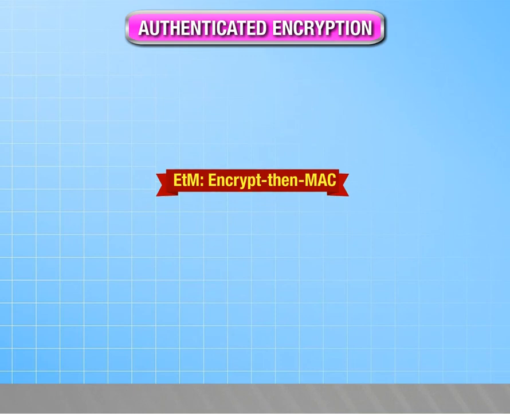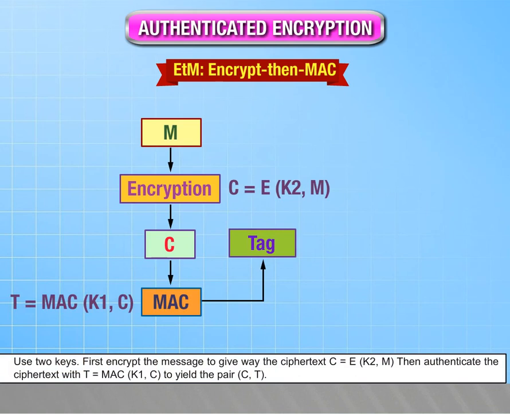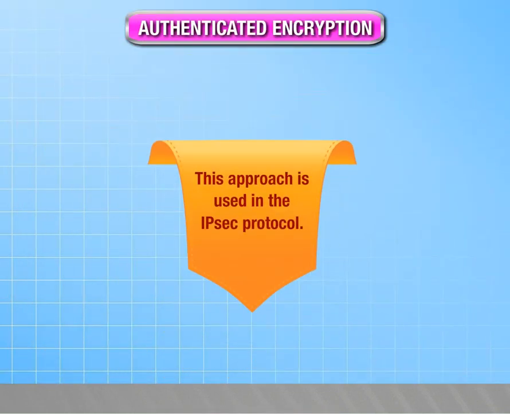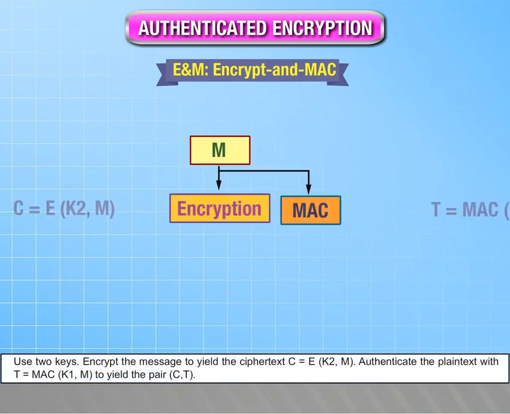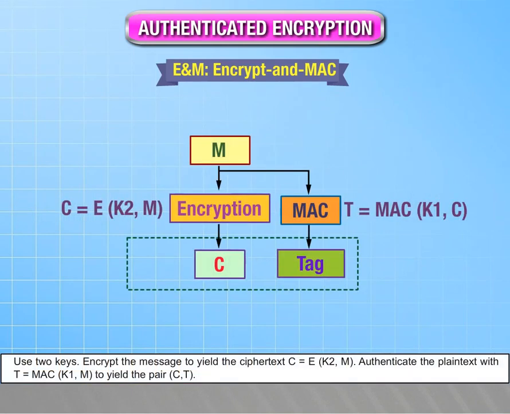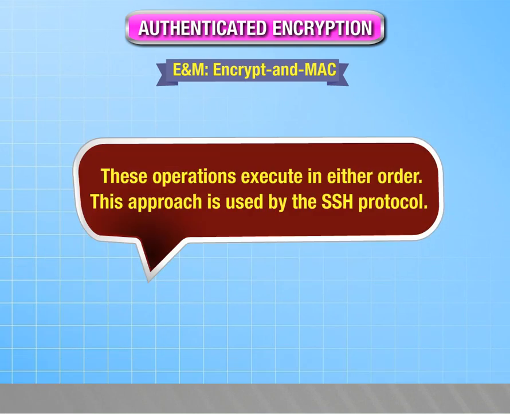ETM, encrypt then MAC. Use two keys. First, encrypt the message to yield the ciphertext C = E(k2, M). Then authenticate the ciphertext with T = MAC(k1, C) to yield the pair C, T. This approach is used in the IPsec protocol. E and M, encrypt and MAC. Use two keys. Encrypt the message to yield ciphertext C = E(K2, M). Authenticate the plaintext with T = MAC(K1, M) to yield the pair C, T. These operations can execute in either order. This approach is used by the SSH protocol.